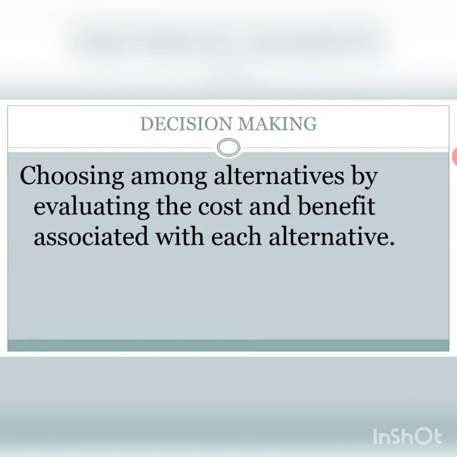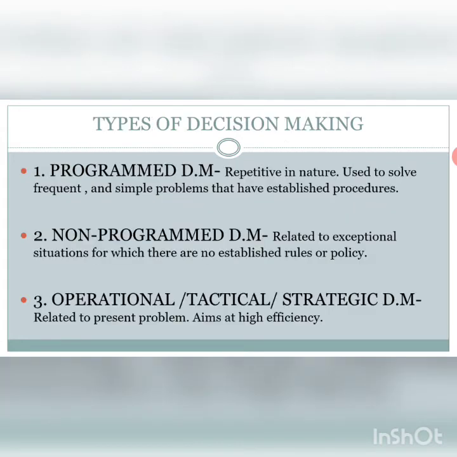Choosing among alternatives by evaluating the cost and benefit associated with each alternative. So decision making is all about choosing among many alternatives by evaluating the cost and benefit associated with each alternative. There are types of decision making. For example, programmed decision making, where it is repetitive in nature and it is used to solve frequent and simple problems that have established procedures. So in an office arrangement, this type of decision making is often used.